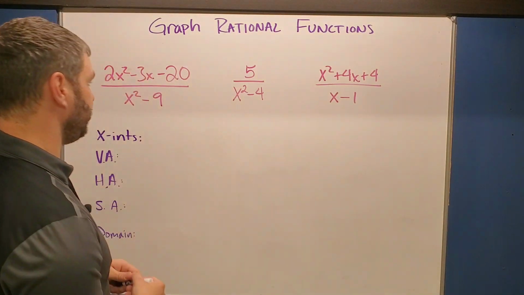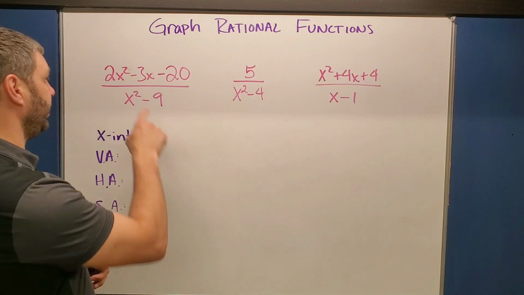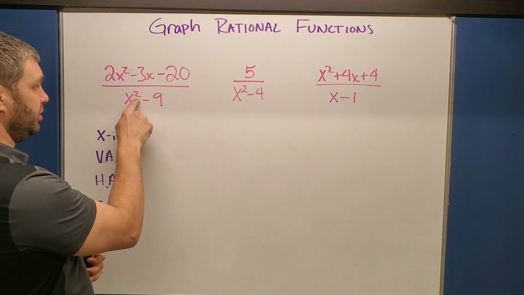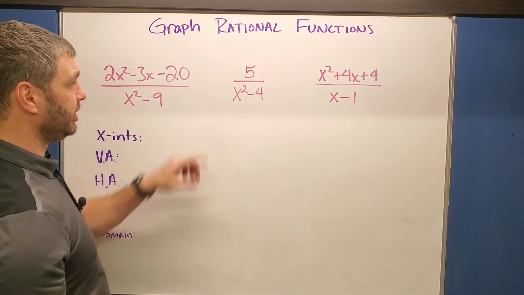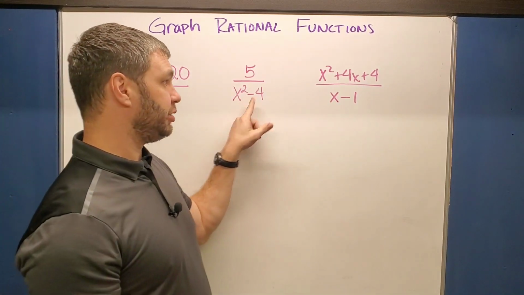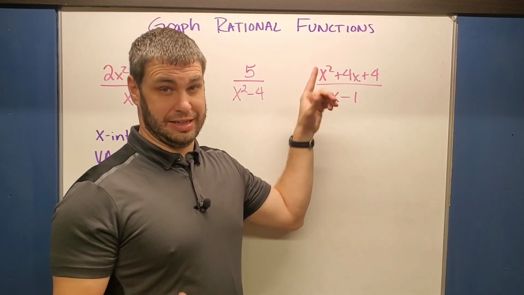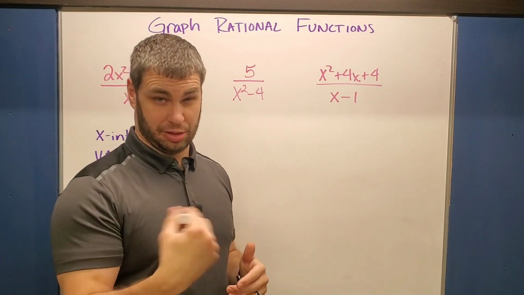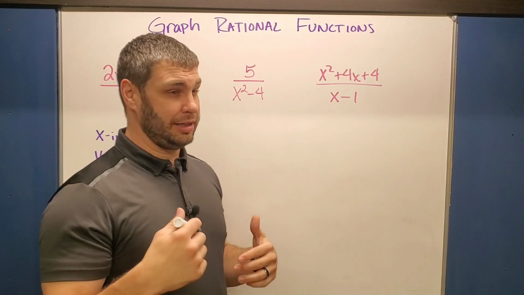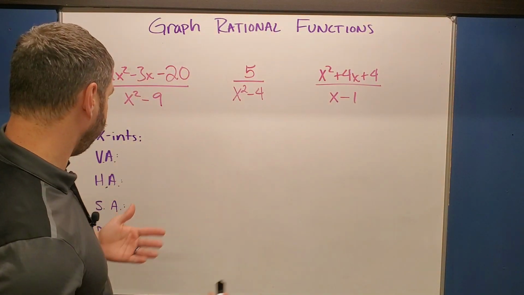You notice on each of these, we have one of each different type. One where the degree on the top is a 2, and the degree on the bottom is also a 2. So this one, it's equal, you might say. This one, the bottom degree is bigger. This one, the top degree is bigger. And in each of those different cases, that's going to really play into how we deal with a horizontal asymptote.